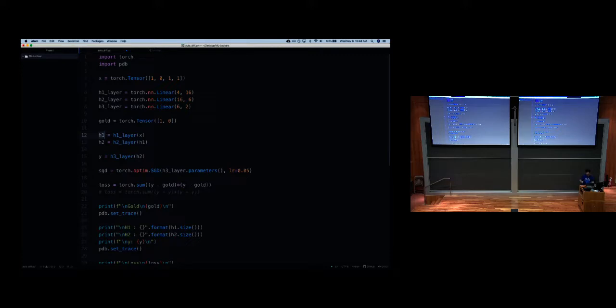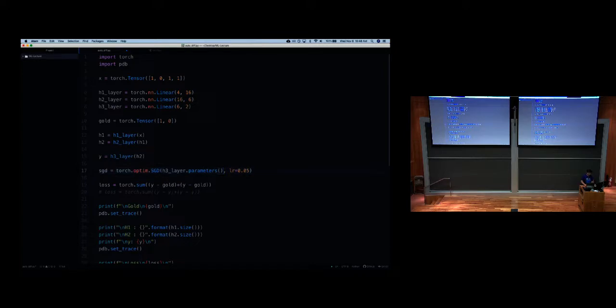It's a vector of size 16. Similarly, I take h1, pass it through the h2 layer, and get a vector h2 of size 6. And similarly, y is obtained by inputting h2 into this h3 layer. Great. I define some optimizer.